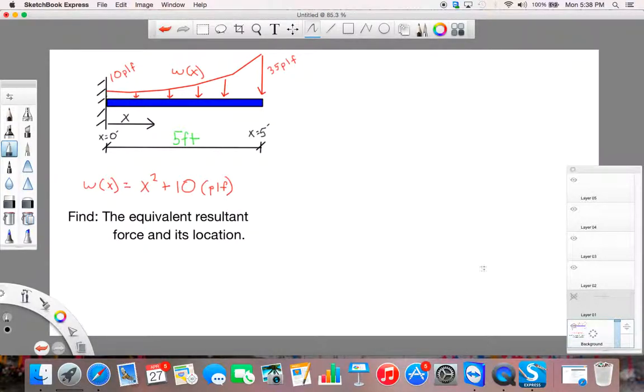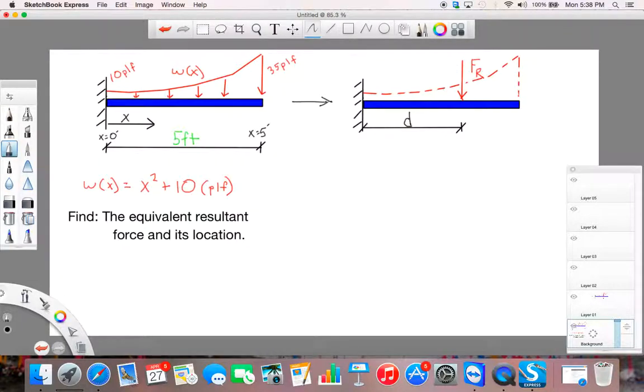And what we're trying to do is develop an equivalent system that has a single point force resultant at a specified distance d so that these two systems are equivalent. So we know that the magnitude of the force is the area under the loading curve. So mathematically we can write that as force resultant is the integral over the length w of x dx.